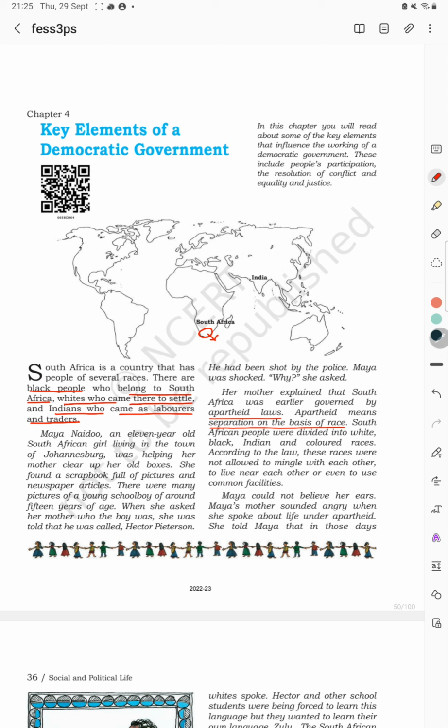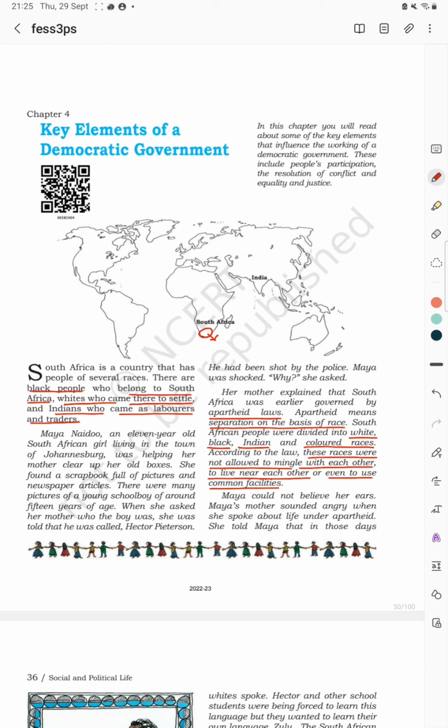So South African people were divided into white, black, Indian, and colored races. According to the law, these races were not allowed to mingle with each other, to live with each other, or even to use common facilities. Basically, apartheid laws meant there were separate laws for each race, and the people of these races were not allowed to mingle with each other. They were not allowed to live near each other, and they were not allowed to even use the common facilities.